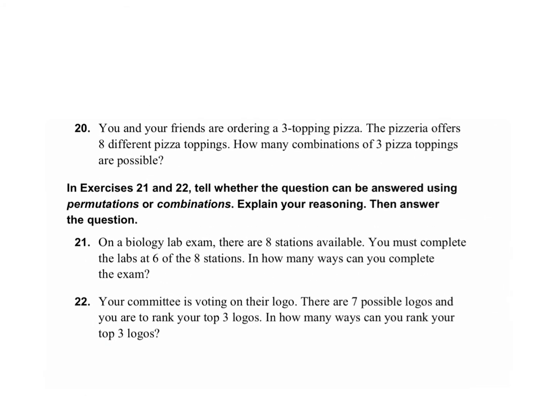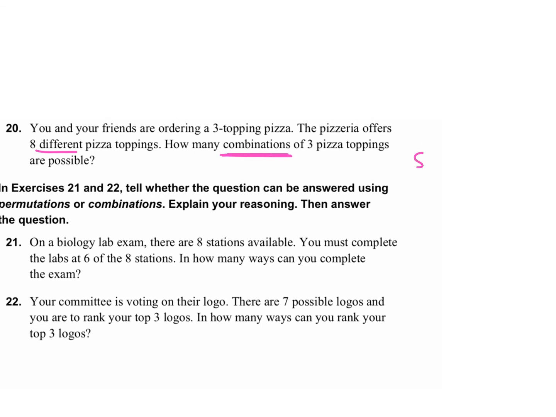20. You and your friend are ordering a 3-topping pizza. The pizzeria offers 8 different pizza toppings and how many combinations? So be careful here because even though it says different, it's talking about the pizza toppings, not the order or the pairings of them. So it says how many combinations of 3 pizza toppings are possible. So this is a combination. 8 choose 3. We have 8 total and we're just picking 3 of them.